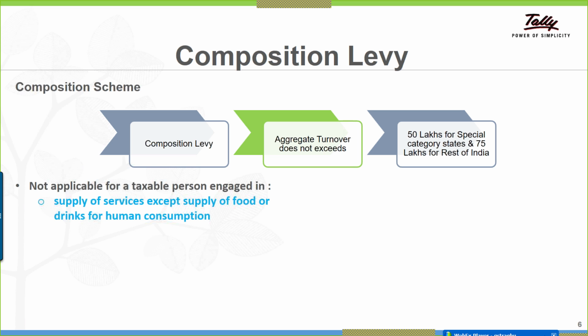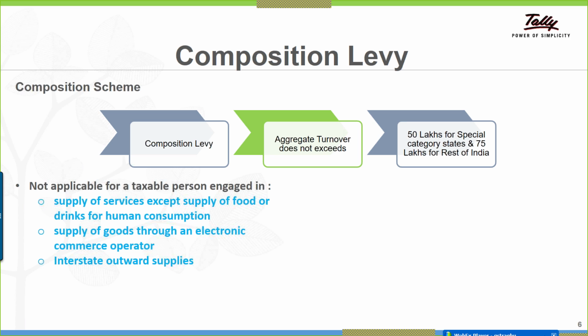It is not applicable for a taxable person who is engaged in supply of services, except supply of food or drinks for human consumption. They will not opt for composition tax. Also, supply of goods through an electronic commerce operator: if you are tagged with Amazon or Flipkart, then you will not be able to opt for this composition levy. Interstate sales, outward supply, is nothing but if you are selling your goods outside that state, then you are not eligible to opt for composition levy.